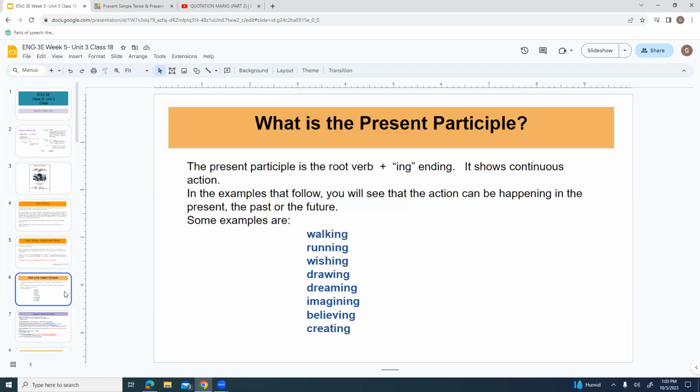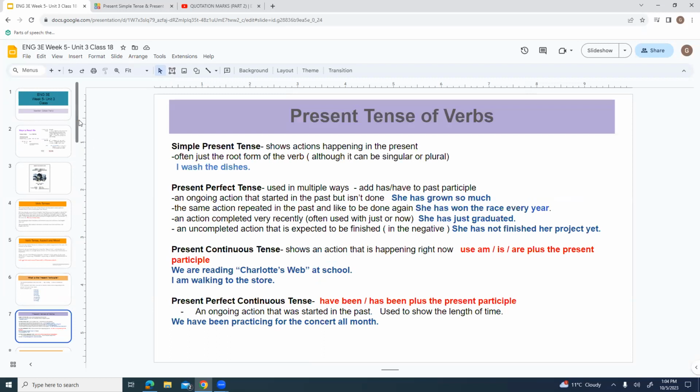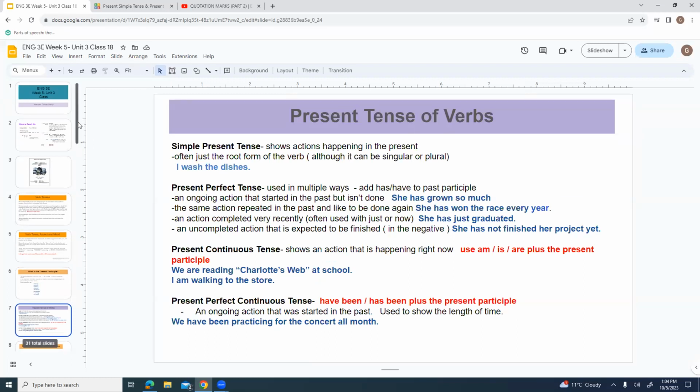To start, I wanted to talk about the present participle. Present participle is just the root verb plus the ing ending, because they refer to it a lot as we're talking about this, and I wanted to make sure people knew what it meant. It generally shows continuous action. Now, that action can be happening in the present, the past, or the future. Some examples are walking, running, wishing, drawing, dreaming, imagining, believing, or creating. So there are 4 tenses for each of the present, past, and future.